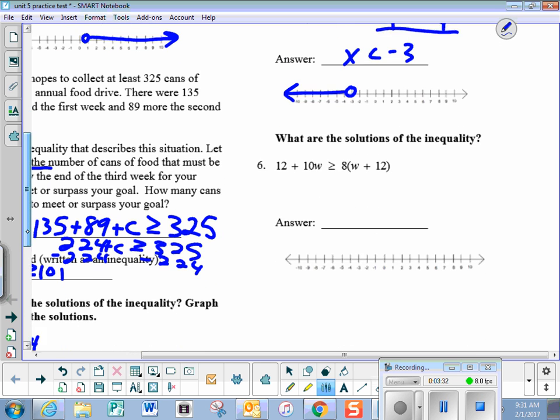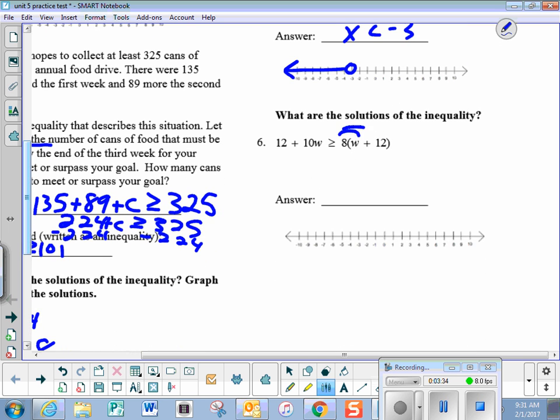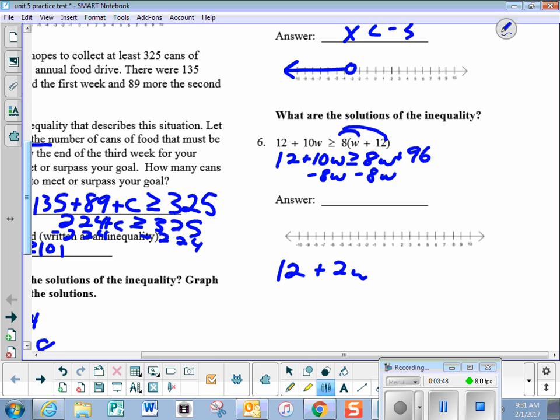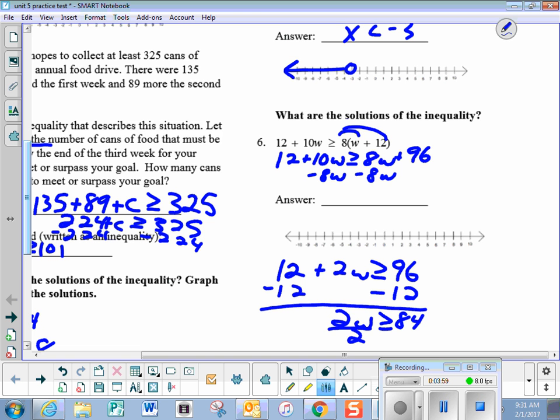Number 6, we had to do a little distribution and simplification. So 12 plus 10w is greater than or equal to 8w plus 96. I'd subtract 8w from both sides and get 12 plus 2w is greater than or equal to 96. I'd subtract 12 from both sides and get 2w is greater than or equal to 84. Divide both sides by 2. And I get w is greater than or equal to 42.